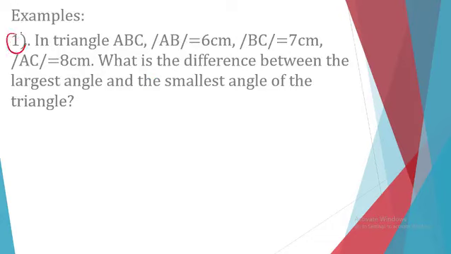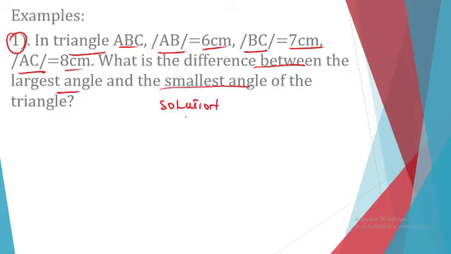Example number one. In triangle ABC, line AB is equal to 6 cm, line BC is equal to 7 cm, and line AC is 8 cm. What is the difference between the largest angle and the smallest angle of the triangle?